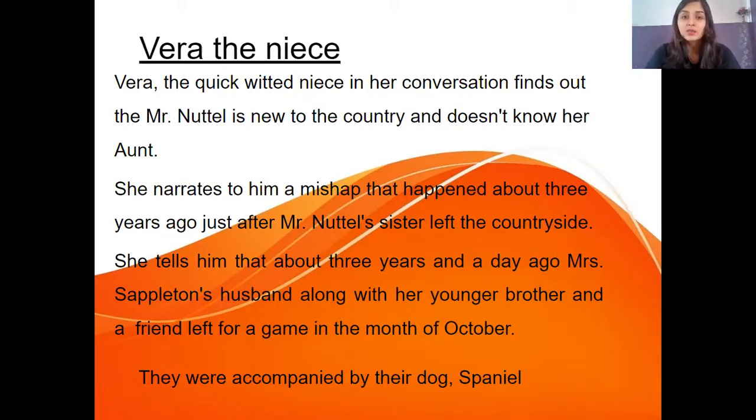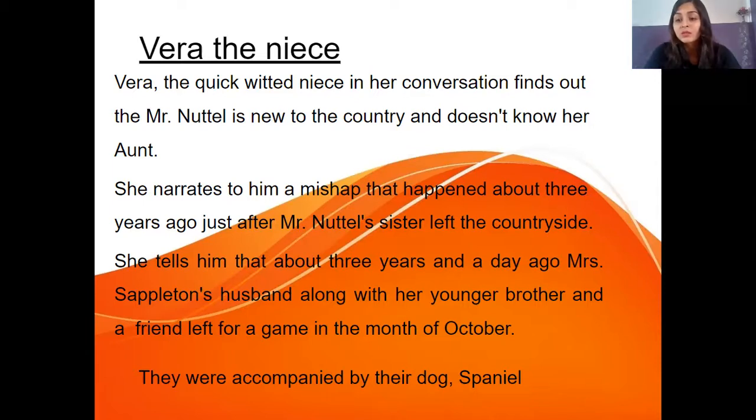So she narrates to him a mishap that happened about 3 years ago, and Mr. Nuttall's sister was also not there. So very cleverly, she says that your sister also might not know the story, and she must not have told you the story, but this story is real. And she tells him that Mrs. Sapleton's husband had gone out with her younger brother, a friend, and a spaniel dog, outside to play a game, and then they never returned.